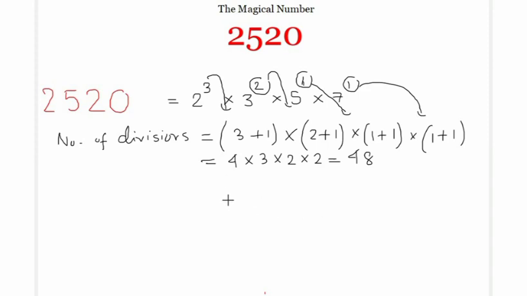That is equal to 48. So how many divisors are there? 48. But if we write the divisors also sequentially, what are the divisors? The divisors are like 1, 2, 3, 4, 5, 6, 7, 8, 9 and 10, because, as already pointed out, this particular number is divisible by the first 10 natural numbers.